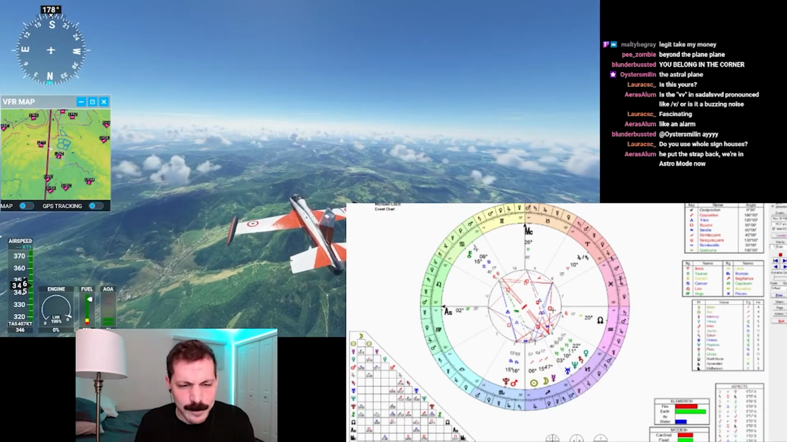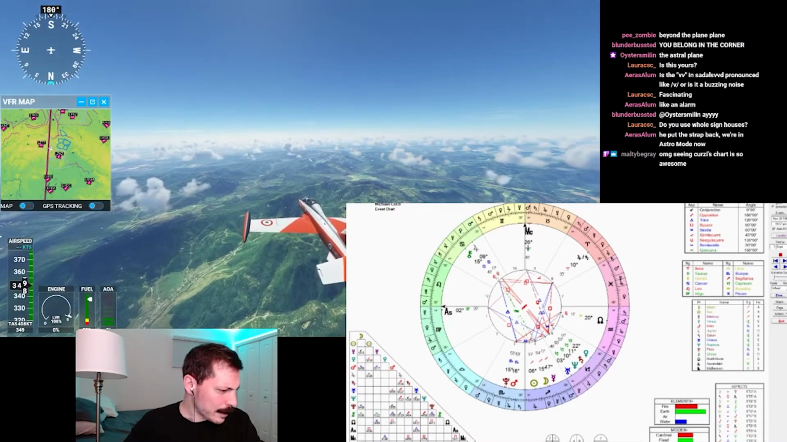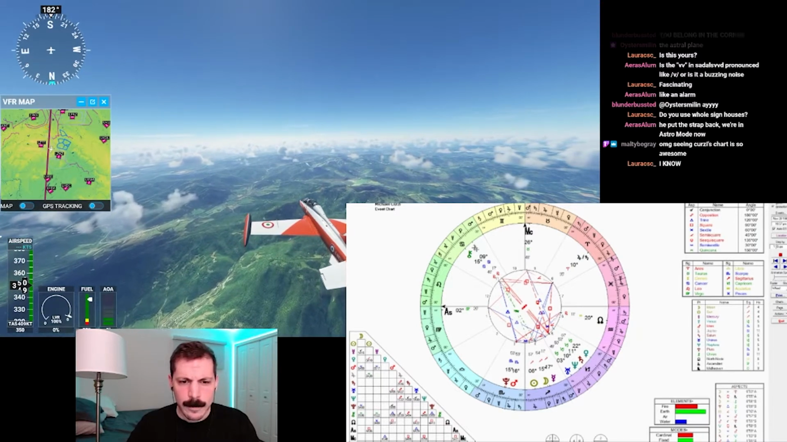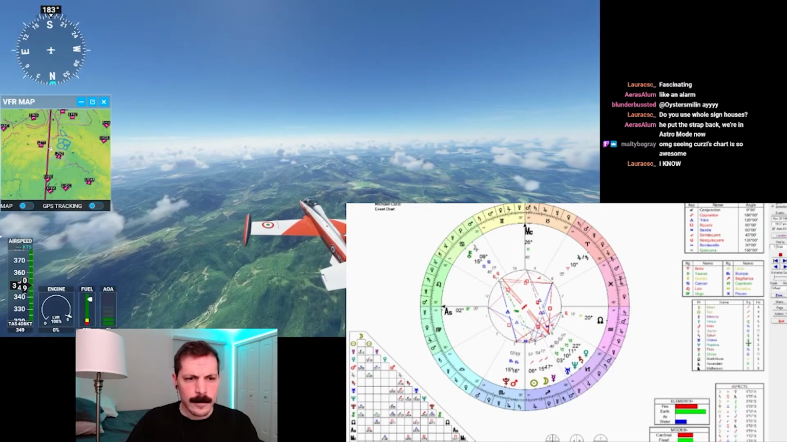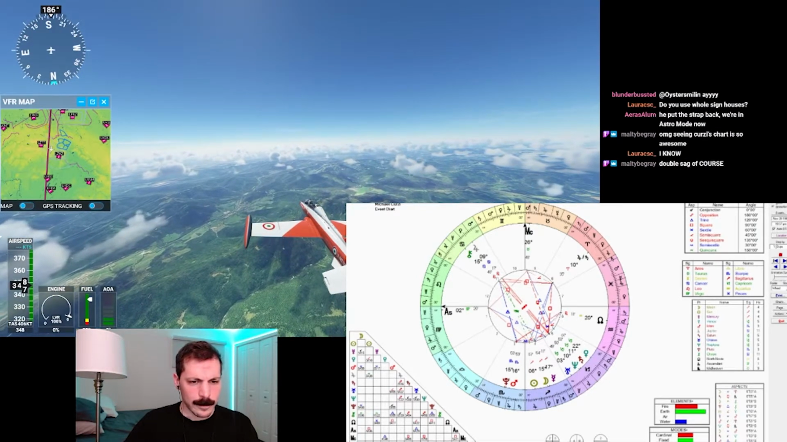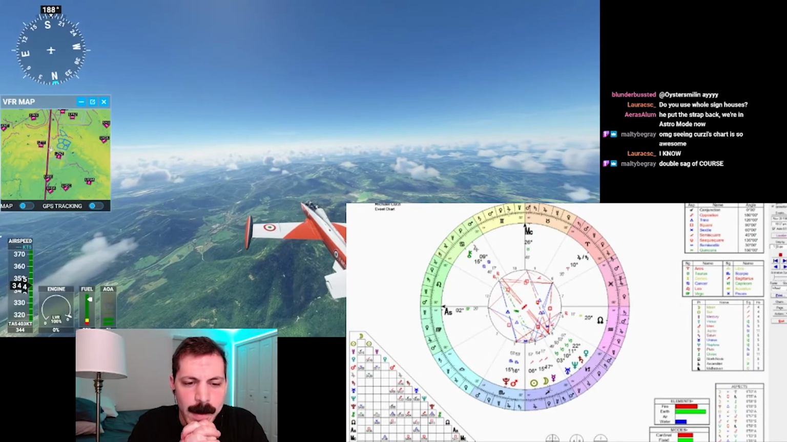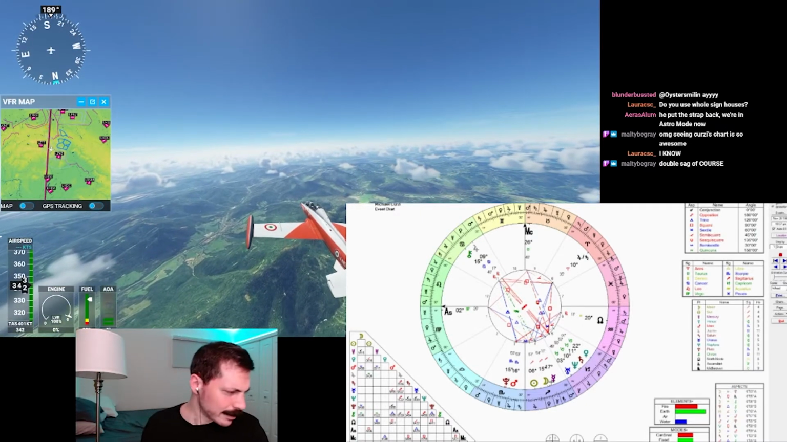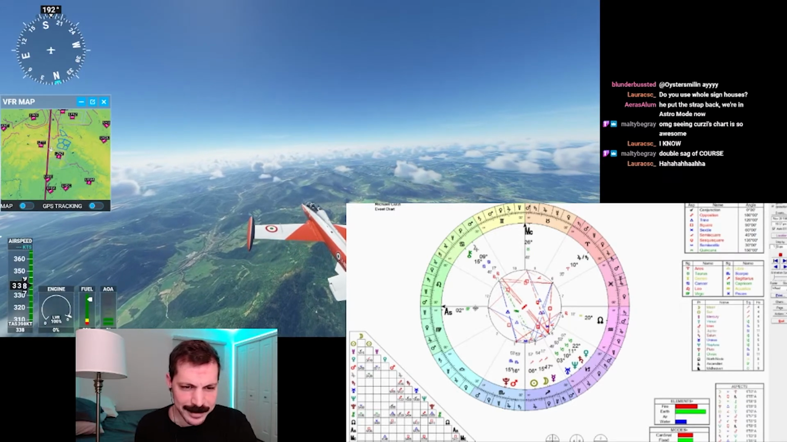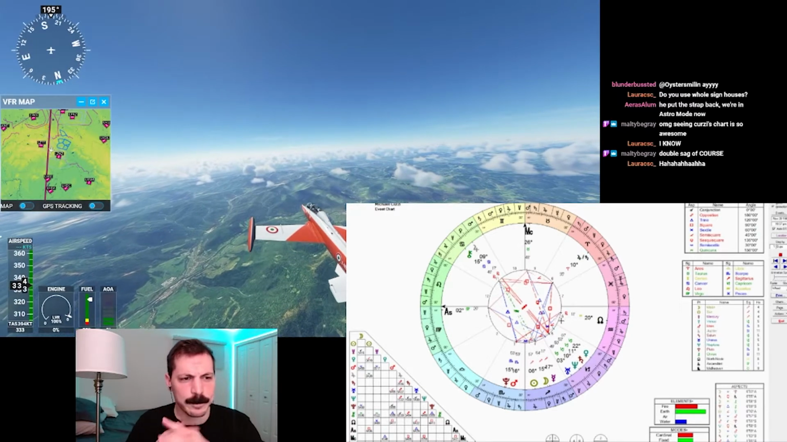At this time, I do use whole sign houses. You had Jupiter in Cancer with Chiron there. And actually, let me just double check that I'm using the right type of chart here. Okay, yes, I am. You've got a lot of Sagittarius. You've got a Sun and Moon in Sagittarius and a Mercury in Sagittarius. Oh, Pluto-Mars conjunction.